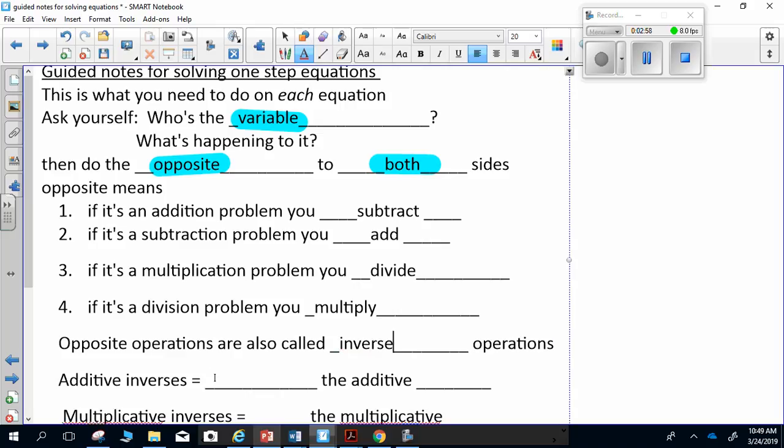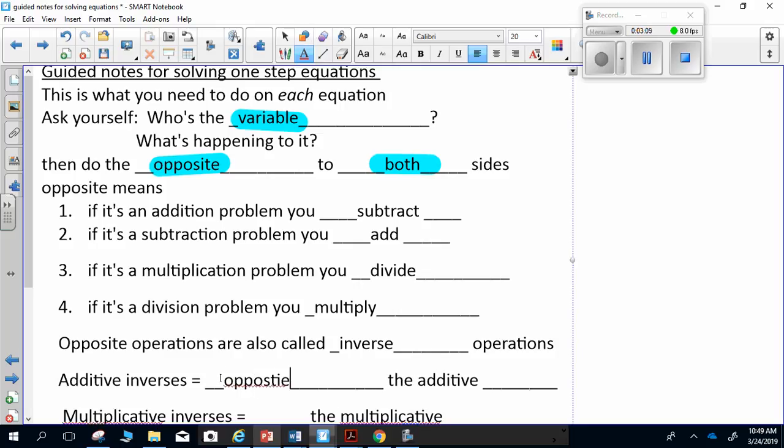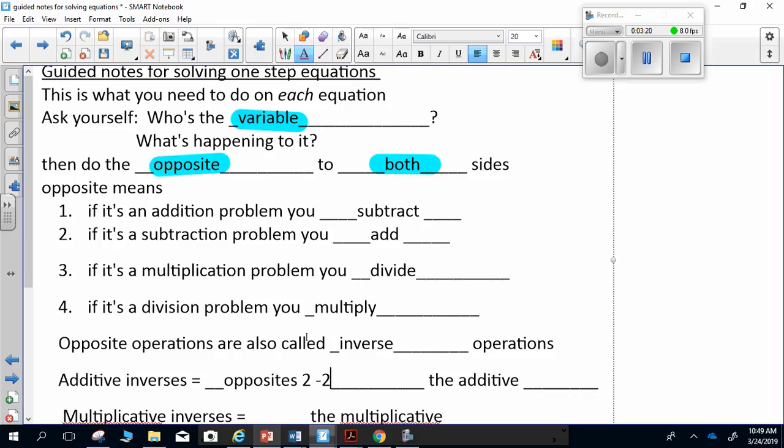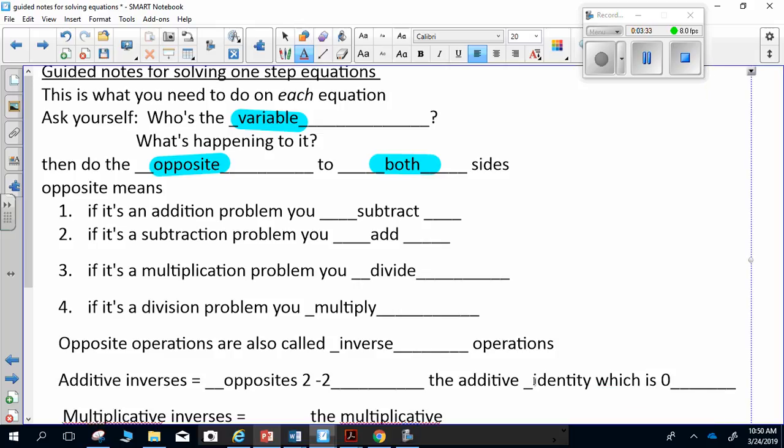Additive inverses are numbers that are opposites, like 2 and -2. Those are additive inverses. And then the additive inverses, when you put them together, give you the additive identity, which is 0, because anything plus 0 is itself.